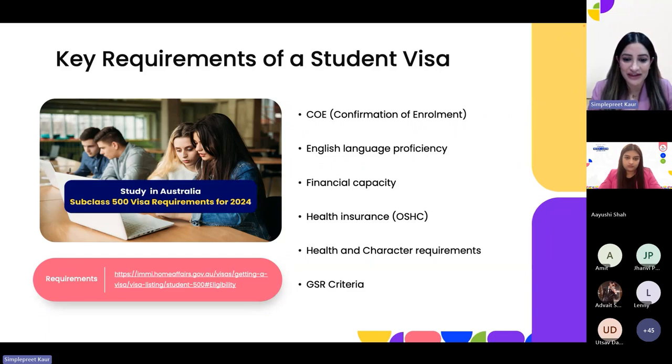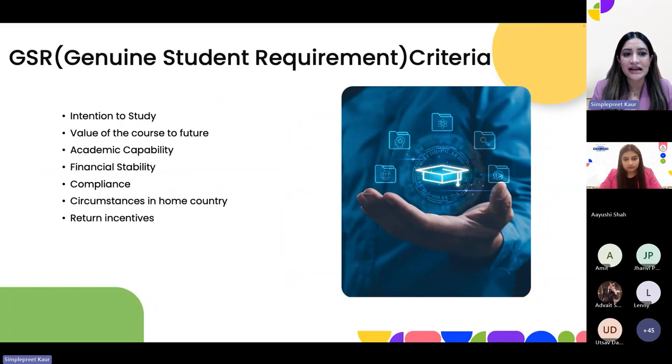And the most important criteria, GSR criteria. So let's talk about the GSR criteria in brief, and then Aayushi will be taking over to discuss the GSR criteria in detail in the end of this session. So what is a GSR criteria? GSR means genuine student requirements criteria. So this is basically a new name of this particular criteria. This criteria was previously known as the GTE criteria, which means genuine temporary entrant criteria you had to meet for the student visa application. So now what is this criteria about?